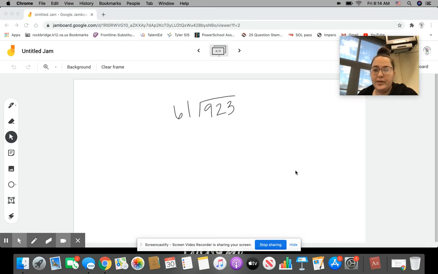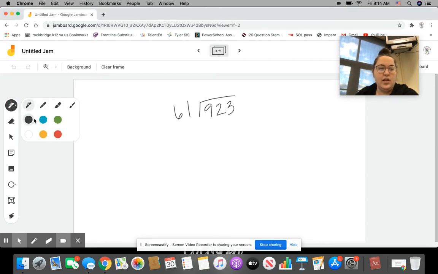Hey guys, so we're going to be continuing dividing 3 digits by 2 digits. We have 2-digit divisors right now, which means we have 2 numbers in our divisor, which is the number outside. So here the divisor is 61. So we are doing 923 divided by 61.